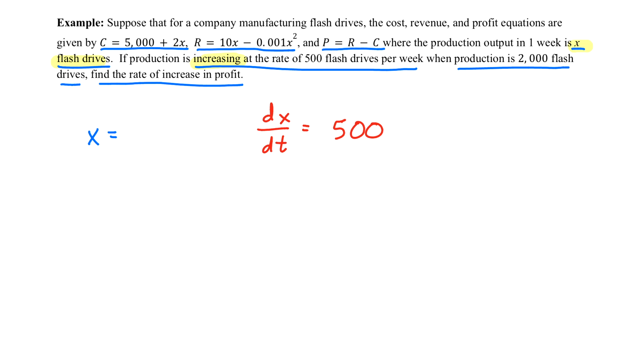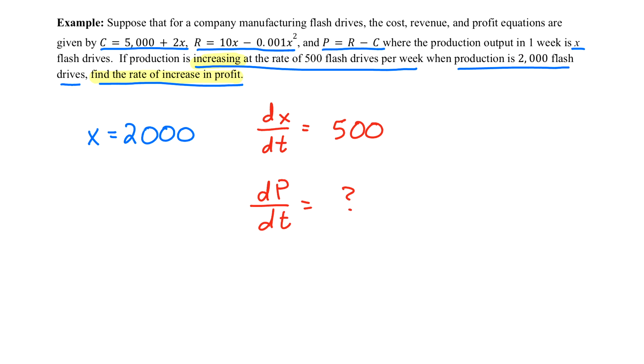And it also tells me that the production is currently 2,000 flash drives. So my regular old x value is just 2,000. So x is equal to 2,000. dx over dt is equal to 500. This problem asks me to find the rate of increase in profit. So in other words, I want to find the rate of change of profit with respect to time. What is dp over dt? This is going to be what I'm solving for.